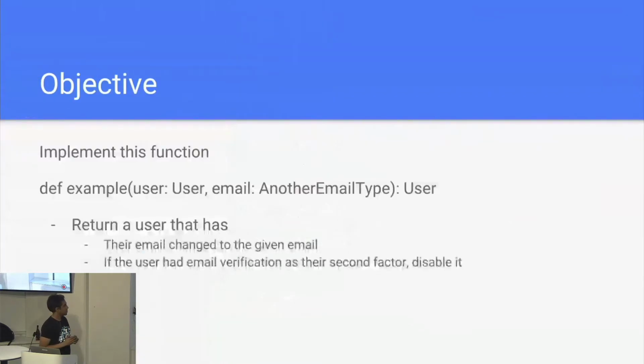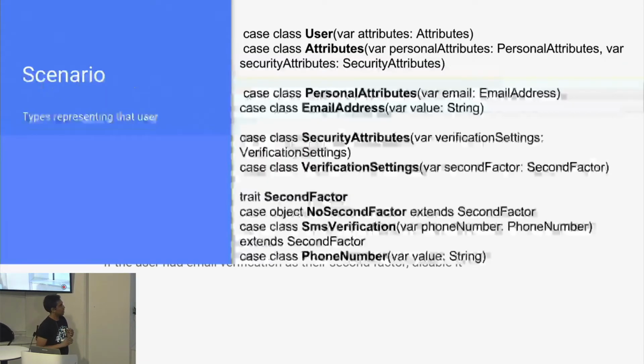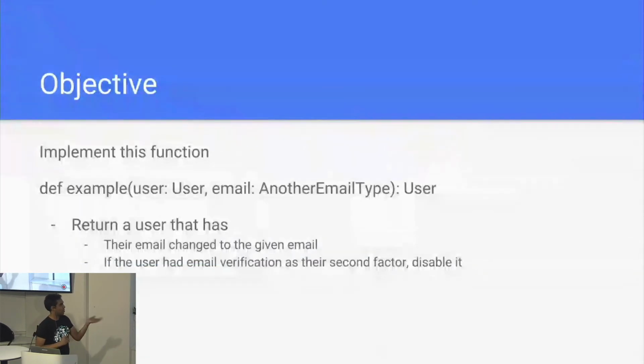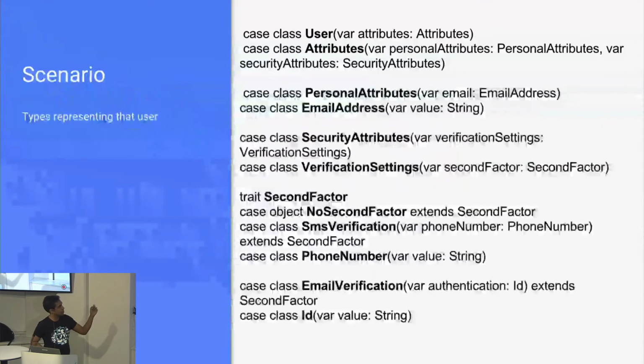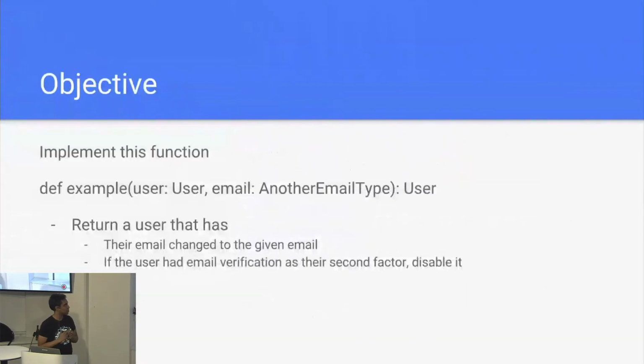Now, assume we have an objective, a business case to implement a function like this. We've got a function that takes in a user, same type of user that we saw earlier, and an email of some other email type, as in different to the email address we have here, but basically containing the same information. And the goal for this function is to return a user where the email is changed to the one we've been given, and if the user had email verification as the second factor, to disable it, to set it to off. It's a thing that we'd probably be doing quite often in our day-to-day job.